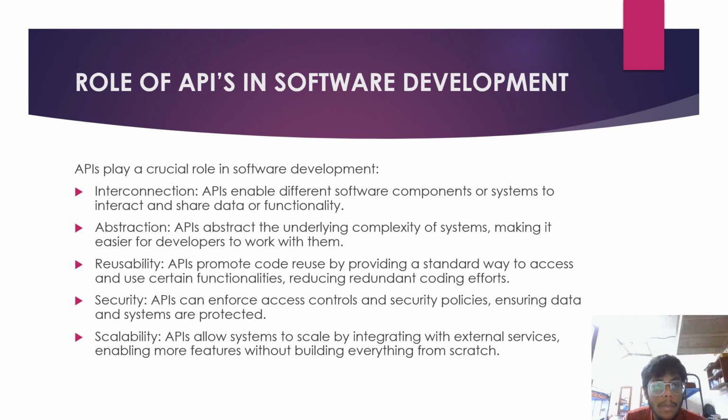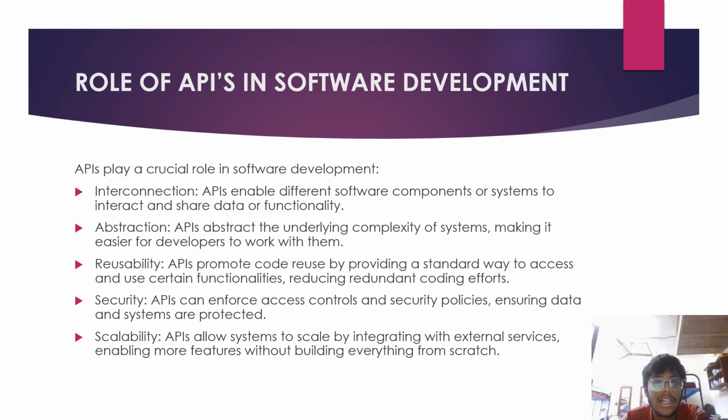Next one is role of APIs in software development. APIs play a crucial role in software development. First one is interconnections. APIs enable different software components or systems to interact and share data or functionality. They act as bridges that allow applications to work together, fostering integration and interoperability. Next one is abstraction. APIs abstract the underlying complexity of systems, making it easier for developers to work with them.